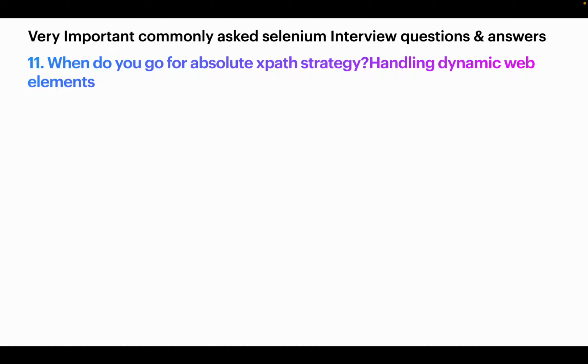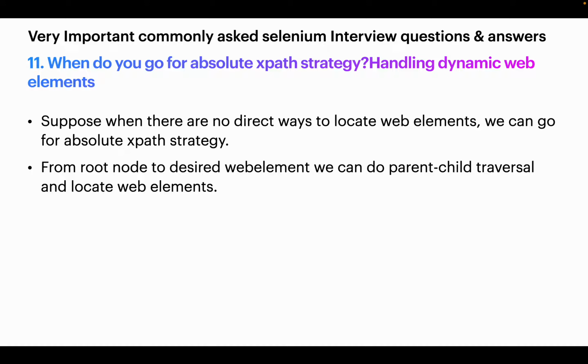So the next question is, when do you go for absolute XPath strategy? So we can go for absolute XPath when we have dynamic web elements. Okay, suppose there are no direct ways to locate web elements, we can go for absolute XPath strategy, as well as when we have dynamic web elements appearing. Okay, basically you have to write the XPath from the root node to the desired web element.